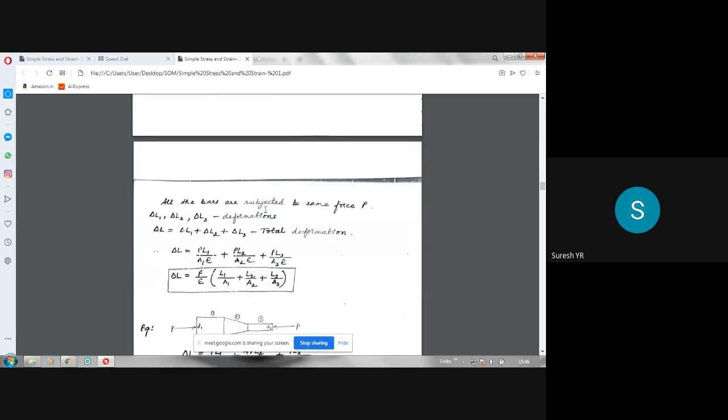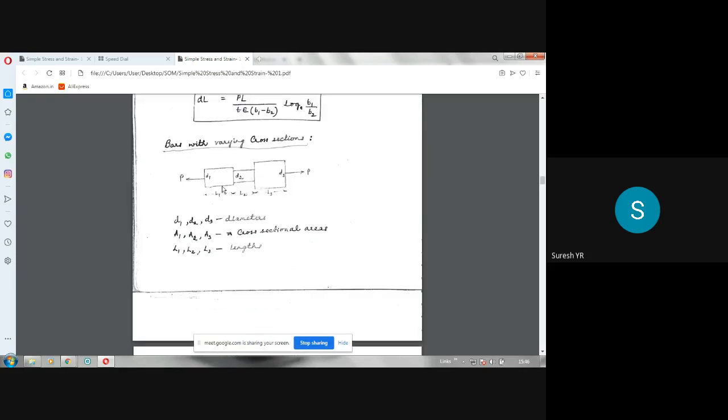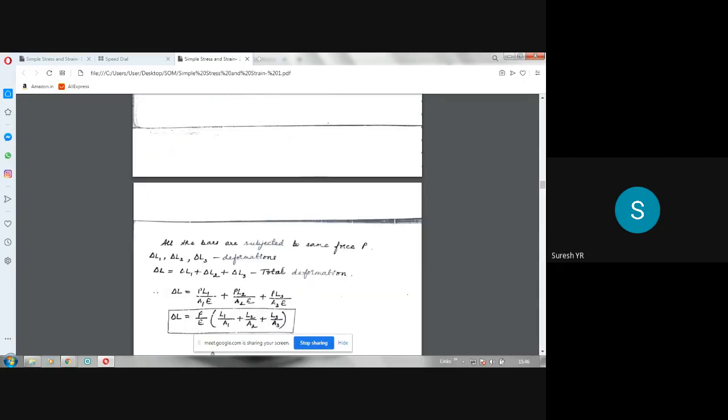So all the bars are subjected to the same force P. Delta L1, delta L2, delta L3 are the deformations. Delta L1 is the deformation in the first portion, delta L2 in the second portion, delta L3 in the third portion. If you want the total deformation, we have to add the deformations of all three portions separately. So delta L1 plus delta L2 plus delta L3 gives the total deformation of the composite bar.